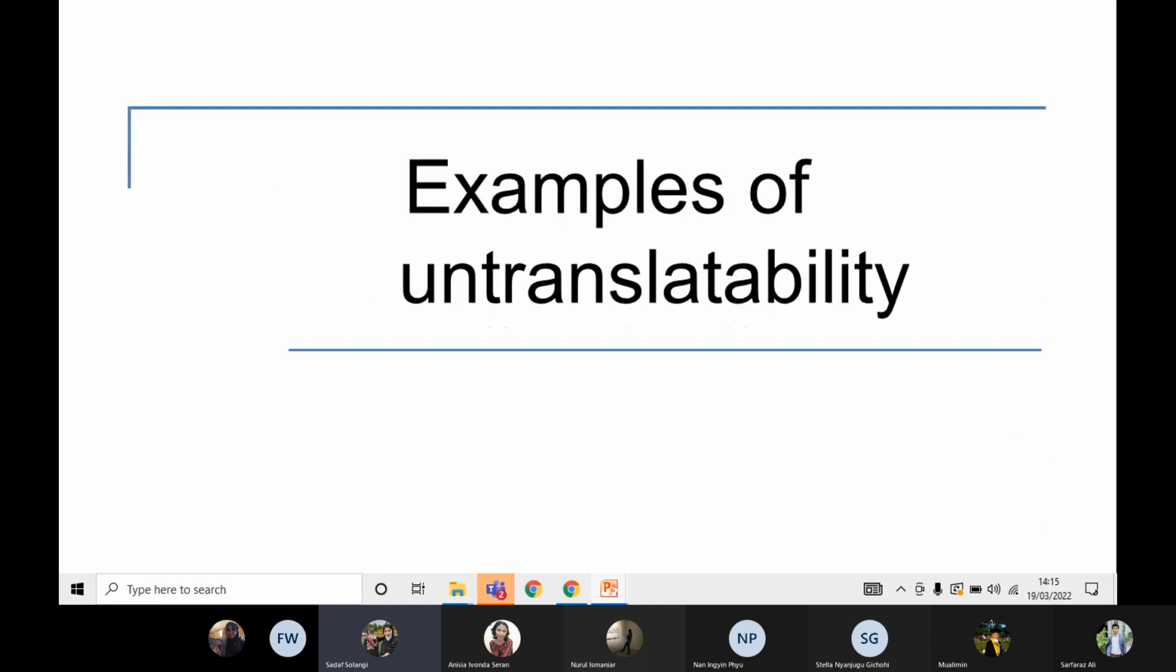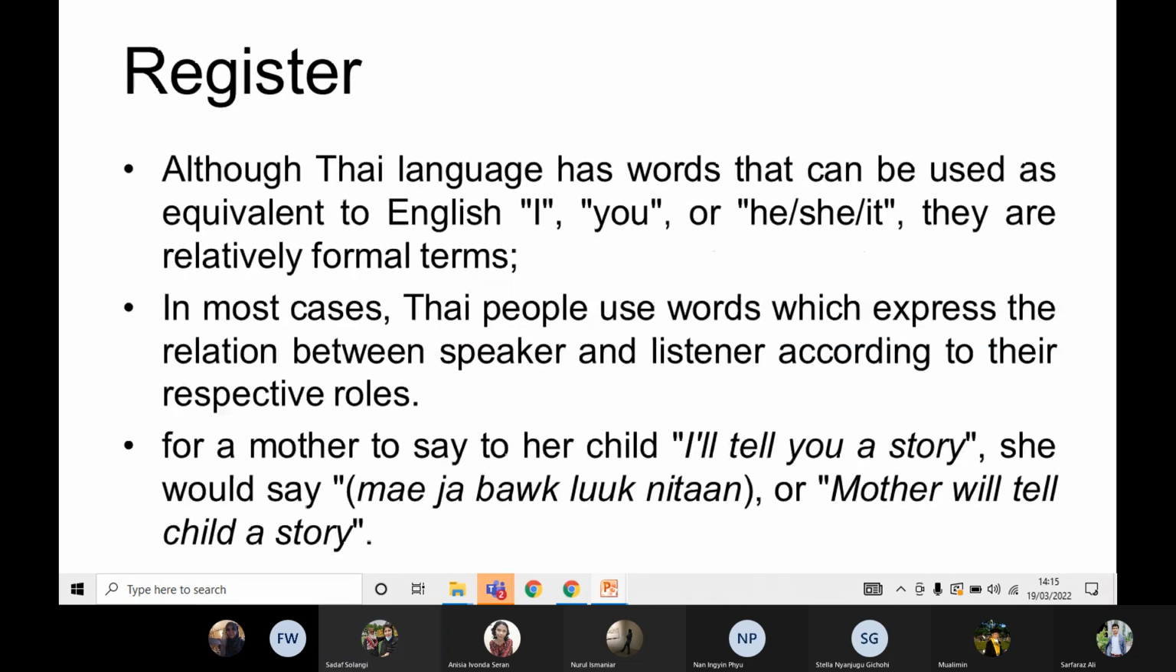Now there are examples of untranslatability. The very first one is the register. Although the Thai language has words that can be used as equivalents to English like I, you, or he, she, it, they are relatively formal terms. In most cases, Thai people use words which express the relation between a speaker and the listener according to their respective roles. For a mother to say to her child, I will tell you a story, she would say, "May ya bak lik nita." Okay, or a mother will tell the child a story. So can you please change the slide?